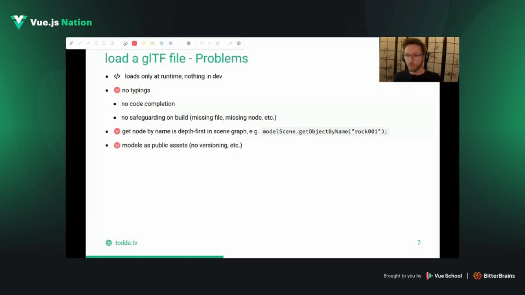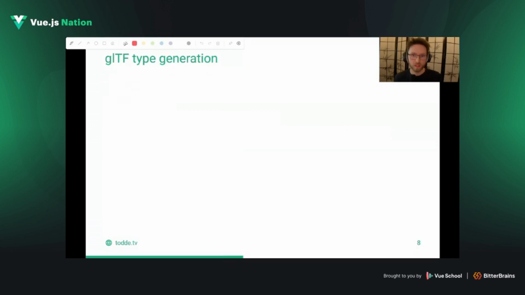Also, all your assets are always compiled. They are always public. So if you only use one of five models, all five models go into your build folder in the end. So how can we make this a little bit better? With the type generation I talked about earlier.